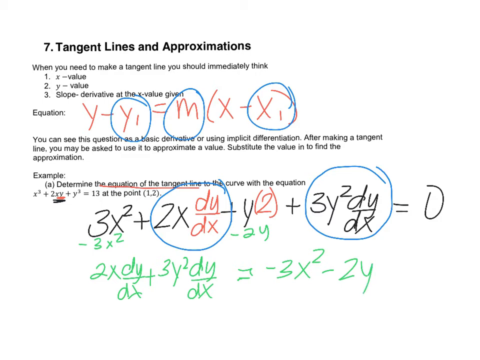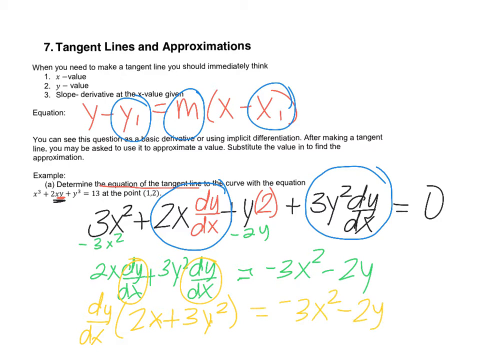Okay, so now remember we factor out that dy/dx. So dy/dx goes on the outside. And we have left over 2x plus 3y squared equals negative 3x squared minus 2y. And I just have to solve for dy/dx, so I'm going to divide both sides by that 2x plus 3y squared, which I'm running out of room. Oops, I think I made that a squared, not a squared there. So 2x plus 3y squared.